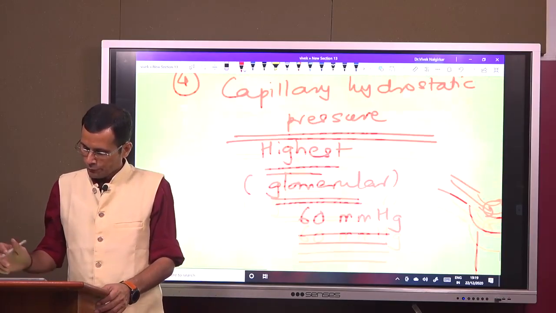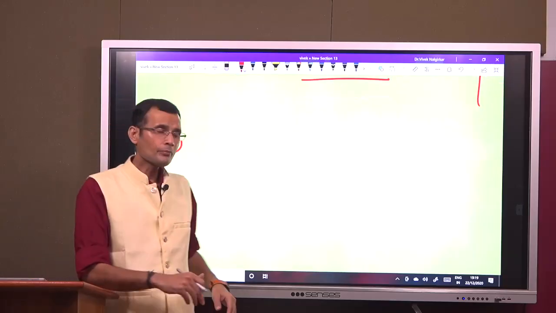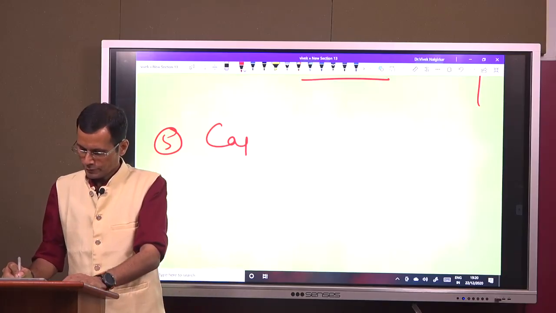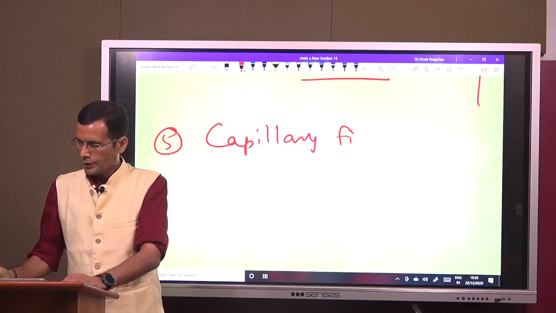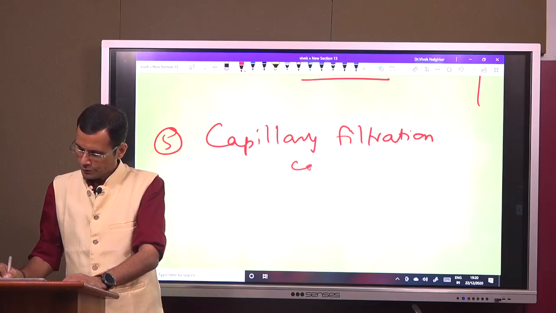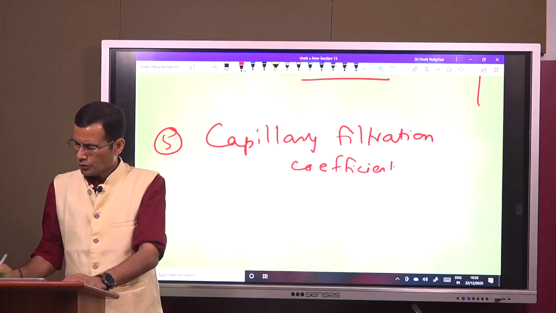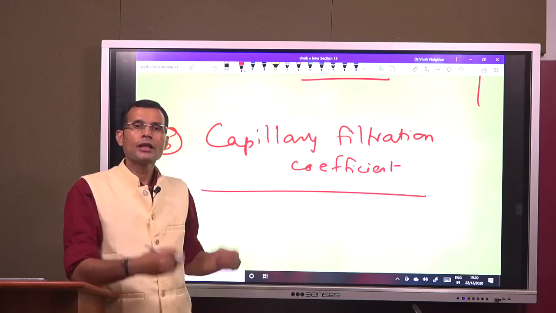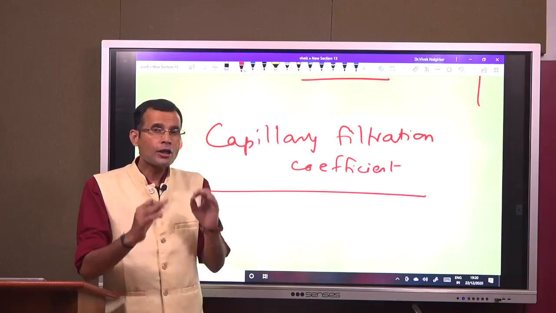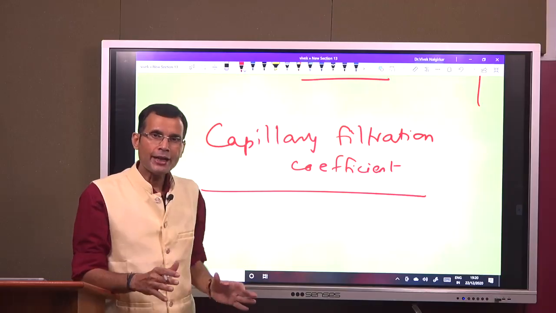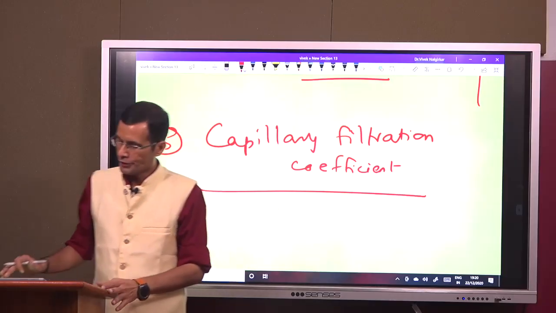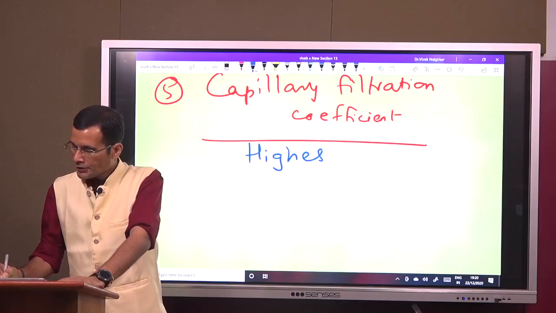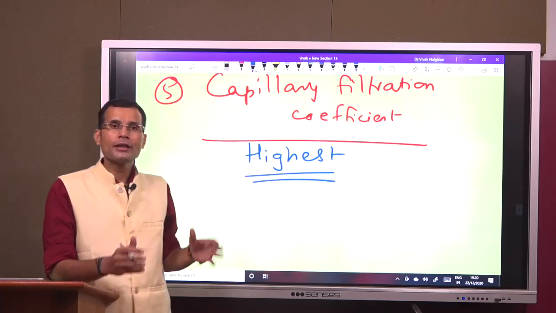Next point, fifth point, capillary filtration coefficient. You know, everywhere in the body, the capillaries filter out substances, water and the substances. And this occurs with a certain rate. And that rate of filtration is called the capillary filtration coefficient. This also is highest in the body in the glomerular capillaries.